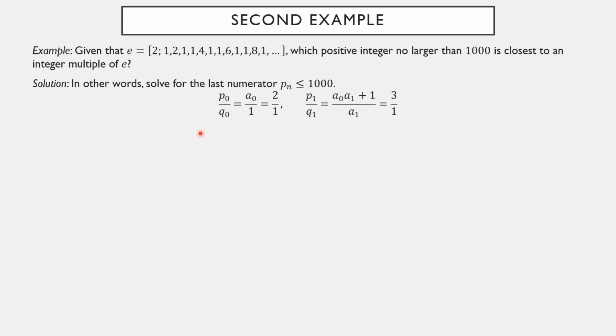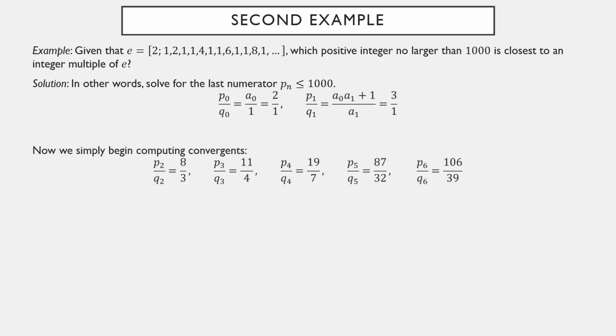We just keep computing our Pn over Qn. Just be careful, a1 is 1, then a2 is 2, a3 is 1, a4 is 1, a5 is 4, a6 is 1, and so forth. If you keep computing convergents, you'll get 8 over 3, 11 over 4, 19 over 7, 87 over 32, 106 over 39, 193 over 71, and then 1,264 over 465.